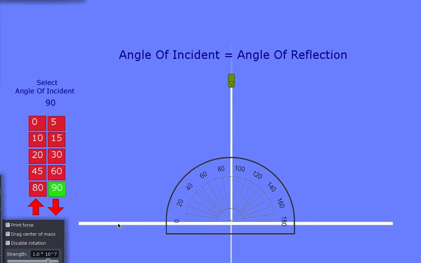a plane mirror. When you have a light source, like this green ray of light coming that way, shooting straight at the mirror, it bounces straight off again, and we know that as well.